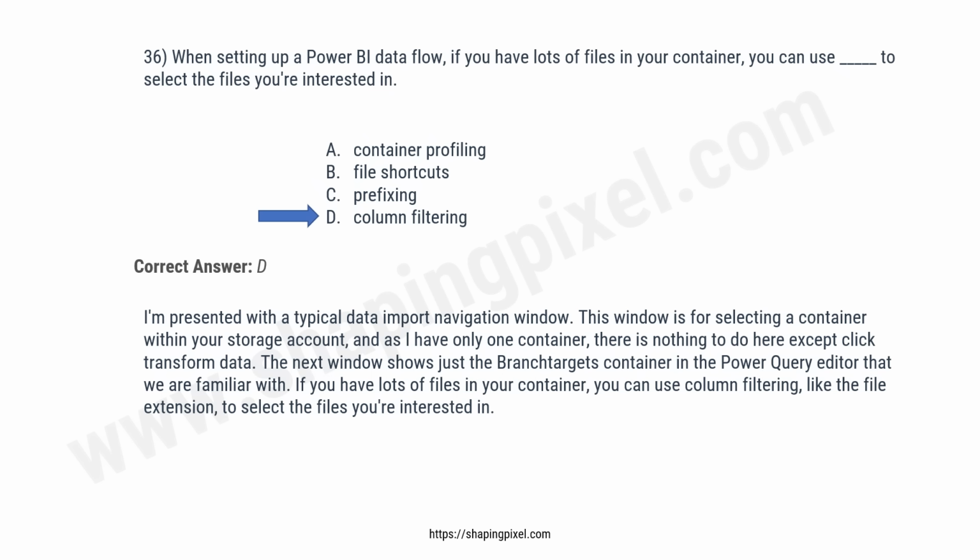I'm presented with the typical data import navigation window. This window is for selecting a container within your storage account. And as I have only one container, there is nothing to do here except click transform data. The next window shows just the branch targets container in the Power Query editor that we are familiar with. If you have lots of files in your container, you can use column filtering, like the file extension, to select the files you are interested in.